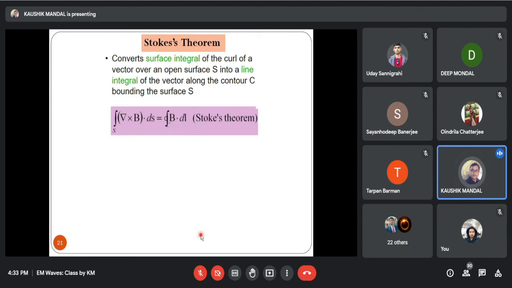It basically converts the surface integral of the curl of a vector over an open surface into a line integral. So with the help of Stokes theorem, you can convert the surface integral into the line integral. Now the surface integral of a vector over a closed contour C we can write as curl B dot ds, this is the surface integral, and that is the line integral. So curl B dot ds equal to the line integral over the closed contour C, that is B dot dl.